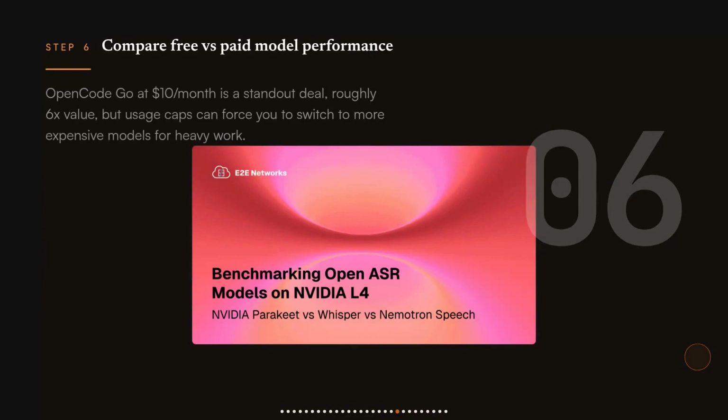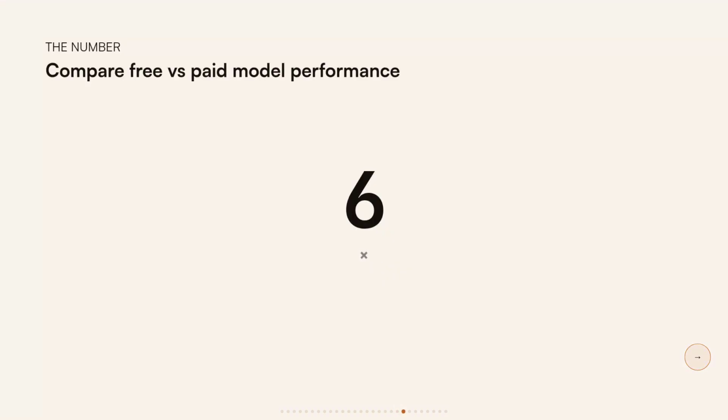This is the section that decides whether OpenCode is actually worth your time, and the numbers are better than expected. OpenCode Go costs $10 a month and gets you roughly $60 worth of API usage. Call it a 6x return if you use it seriously.